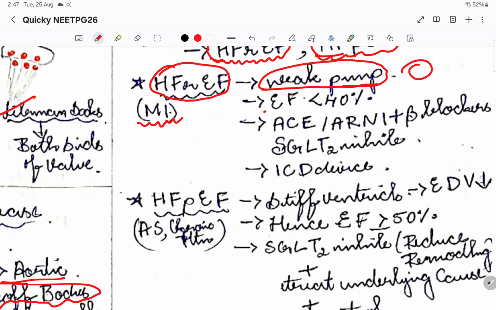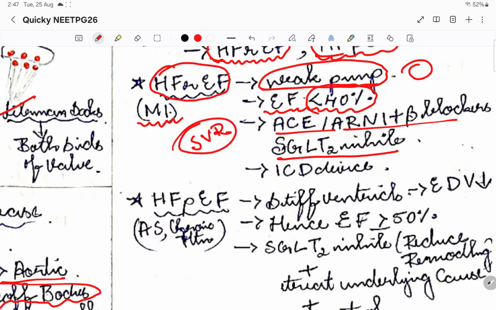Okay, so here the ejection fraction will almost be reduced, less than 40. That is why we'll give ACE inhibitors, ARNI, beta blockers and SGLT2 inhibitors. The reason we are doing this is, if we reduce the systemic vascular resistance by giving antihypertensives, at least some blood can move out and perfuse the tissues. So this is our goal with respect to reduced ejection fraction.